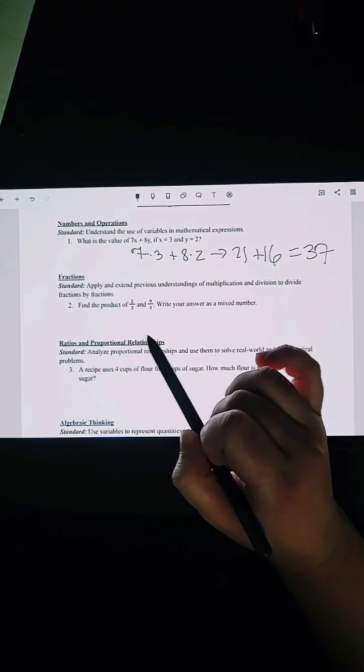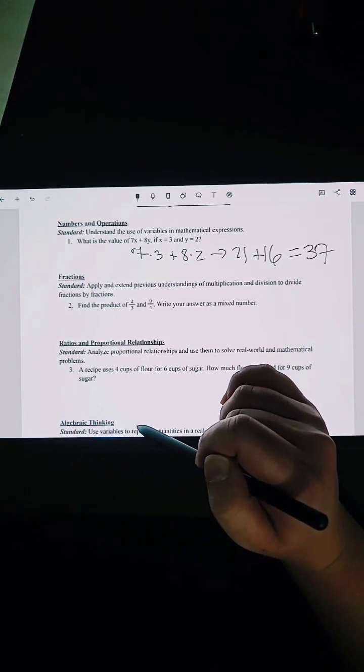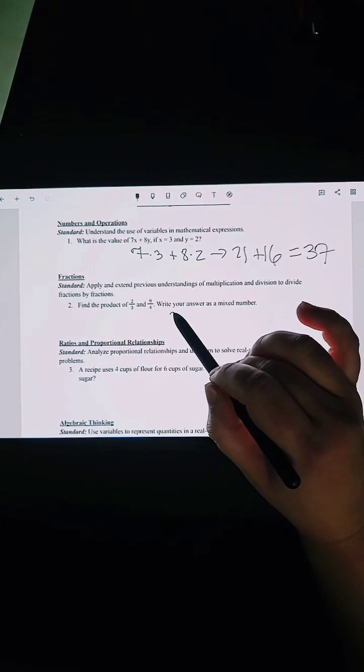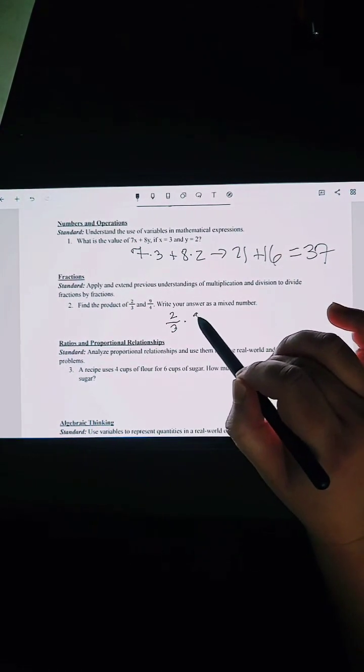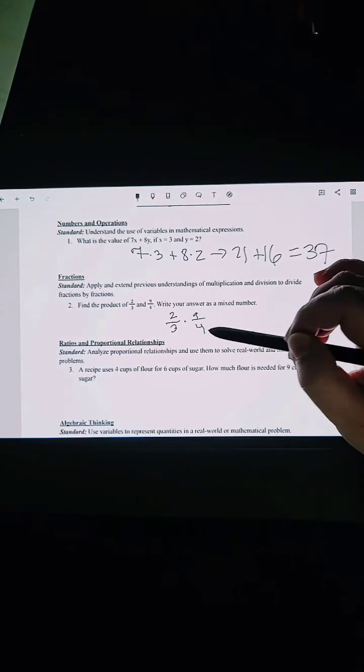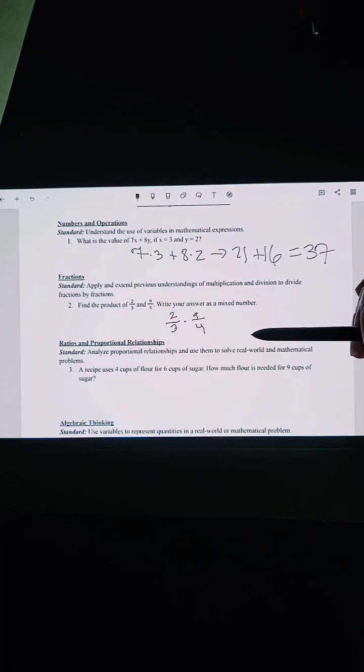So this says find the product of 2/3 and 9/4. So product means that we're multiplying these together. So we have to do 2/3 times 9/4. Now, another thing you want to check for is anything that you can cross cancel to save yourself time simplifying later. You can just multiply across and simplify at the end, but that's going to be a lot more tedious.